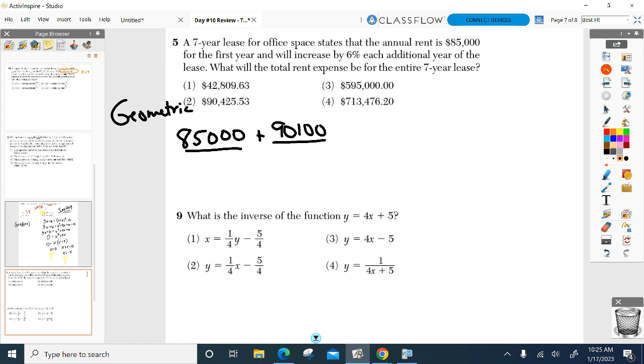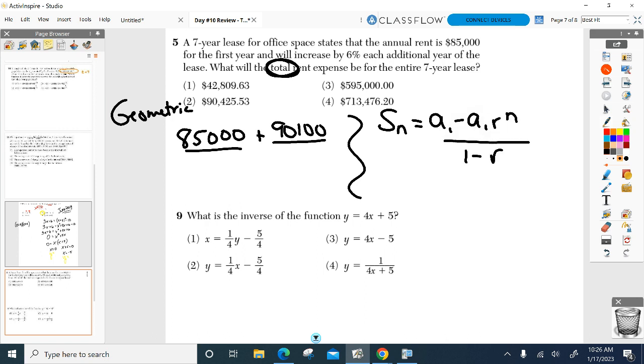I'm adding up the total amount. Look on your right-hand column, please. Everyone see geometric series, not sequence. Sequence is to find a certain term. Series is to find the total. Everyone see that formula? That's the one we're going to use right now to find how much in 7 years. Let me jot it down: S sub n equals A1 minus A1 R to the N, all over 1 minus R.